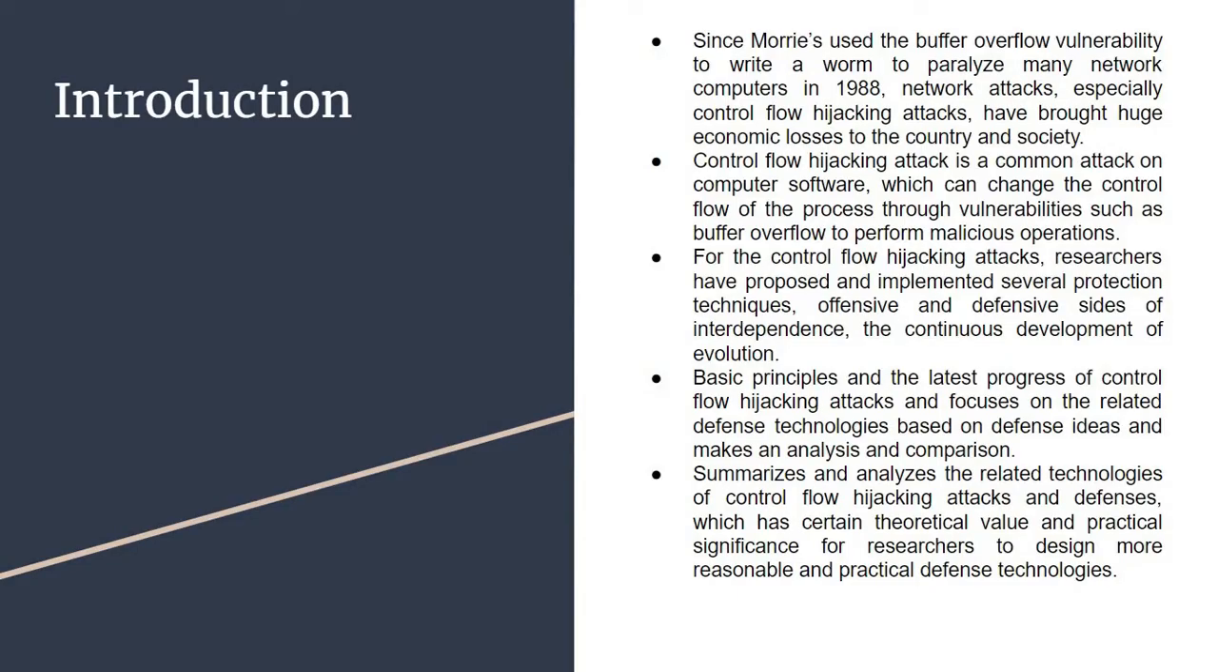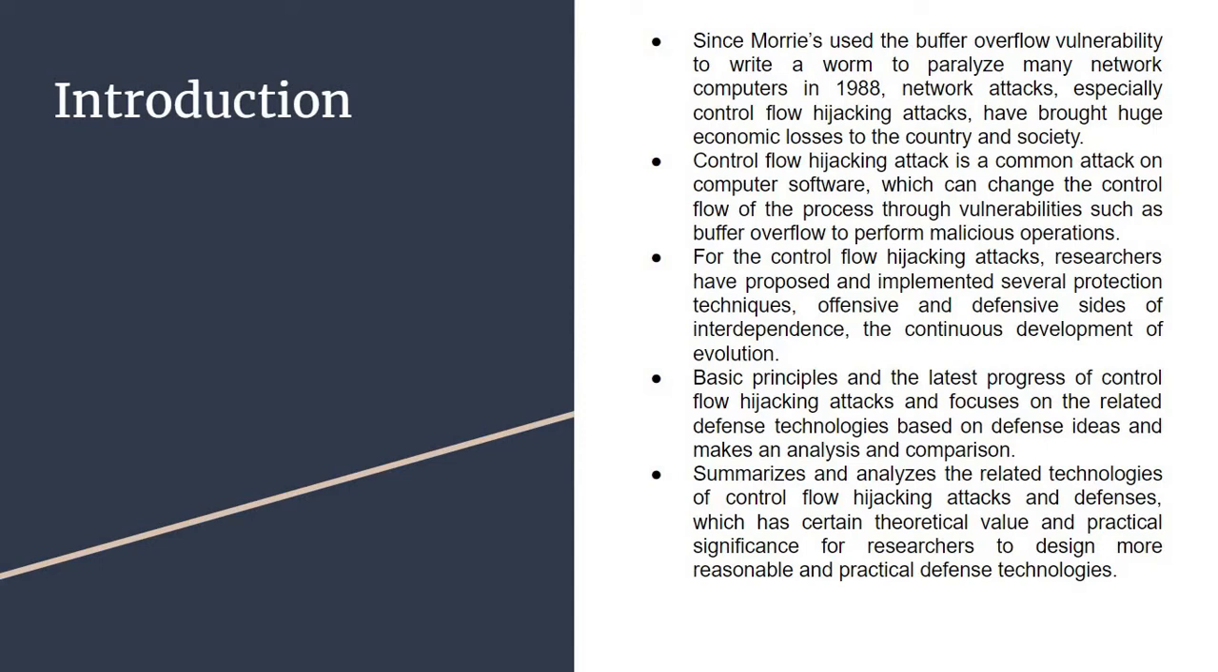For the introduction: since Morris used a buffer overflow vulnerability to write a worm that paralyzed many network computers in 1988, network attacks, especially control flow hijacking attacks, have brought huge economic losses to the country and society. A control flow hijacking attack is a common attack on computer software, which can change the control flow of a process through vulnerabilities such as buffer overflow to perform malicious operations.